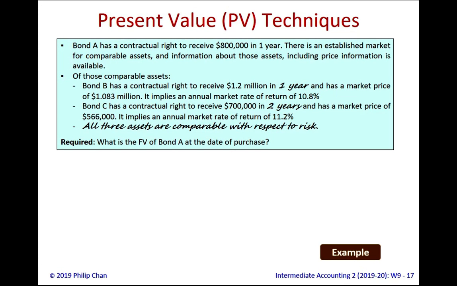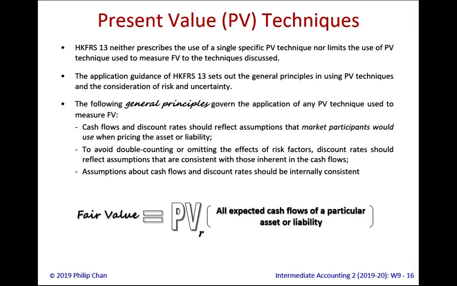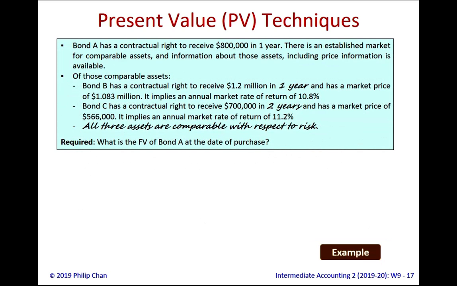Before I look at the example, remember the fair value in this case would be the present value of all expected cash flows of a particular asset or liability. You pick up a discount rate and discount them, then you will have the fair value. This is the income approach, and this so-called income technique applies a lot in measurements of liabilities. So let's look at the application of this present value technique, first of all, to a purchase of bonds.